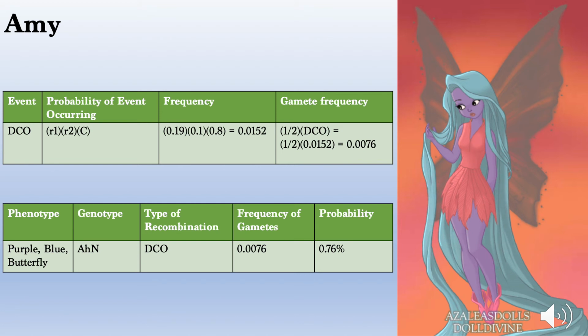To find the frequency of just offspring with Amy's phenotype / genotype, you would divide 0.0152 by 2, which is 0.0076. This is a probability of 0.76%, less than 1%.